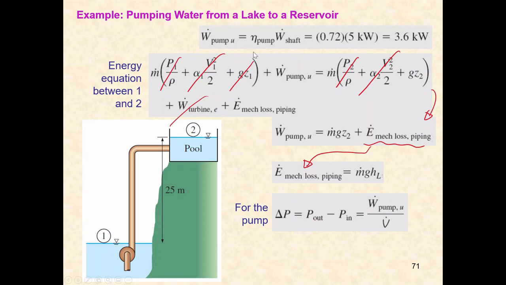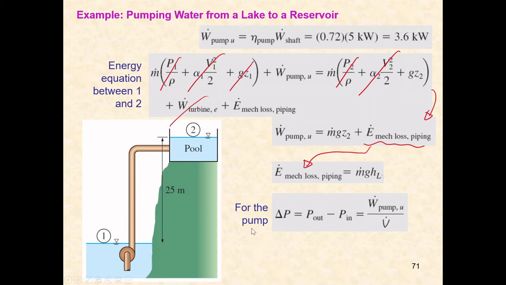All right, so in this case they provide the work done by the pump. We have a pump efficiency of 72%, and the shaft work by the pump is 5 kilowatt. So here you get 3.6 kilowatt, right? You can put it here, and then you know the mass flow rate and you know the elevation Z2, so you can estimate the HL, the head loss.